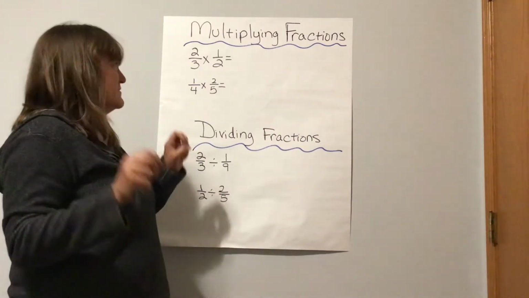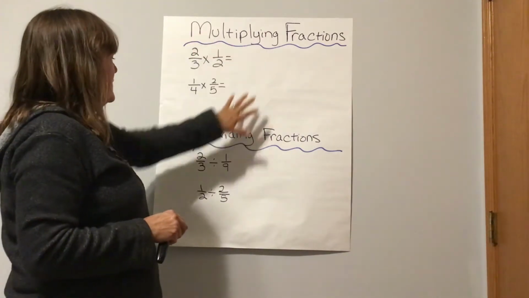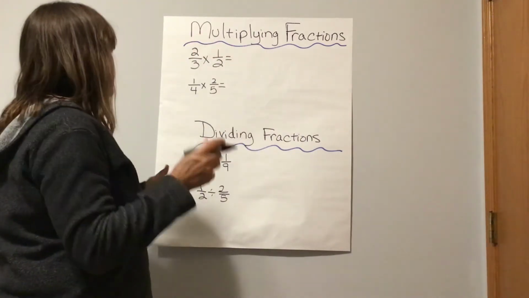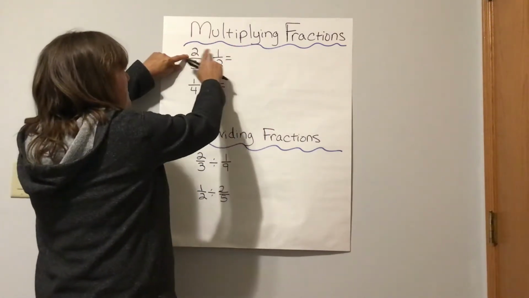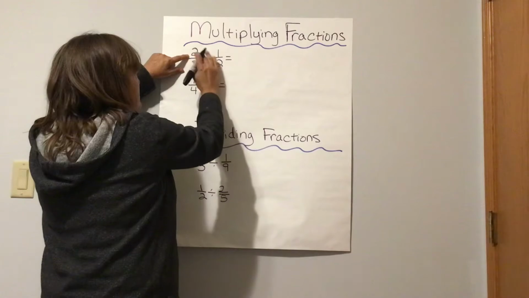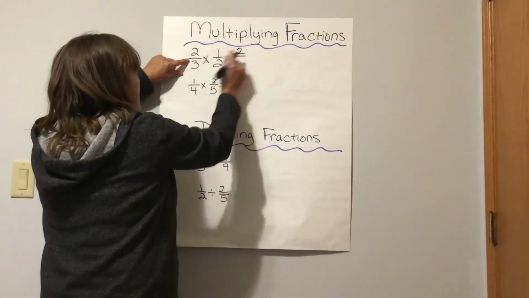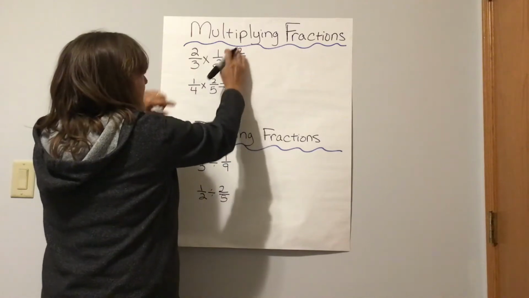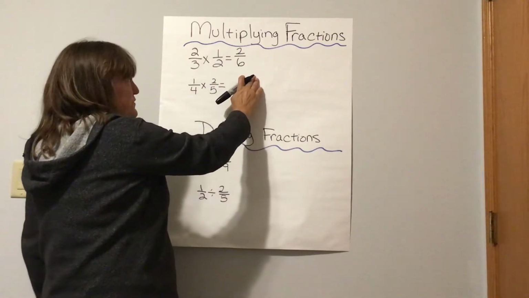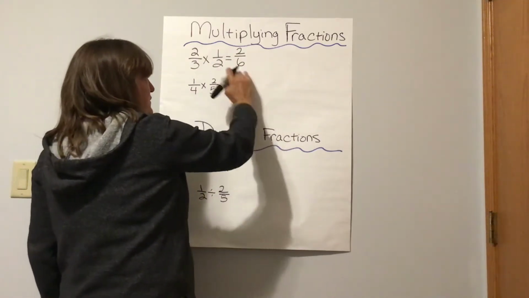Today's mini lesson is a review of multiplying fractions and dividing fractions. So if you're multiplying fractions, you multiply the numerator. 2 times 1 is 2, and the denominator, 3 times 2 is 6. And of course, always if you can reduce, then reduce the fraction of your answers.